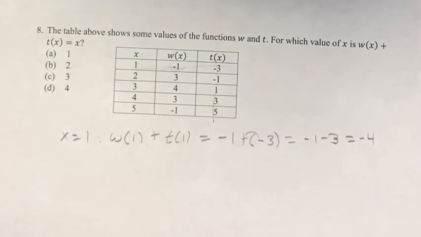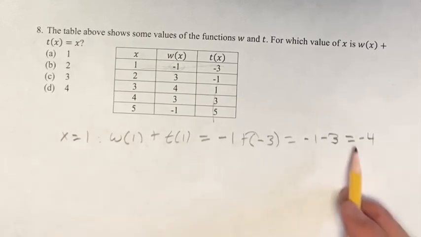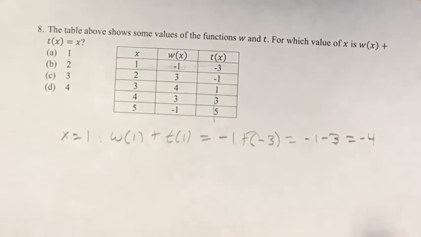And from that, we know that this is not equal to x, because in this situation, x is equal to 1. So we were looking for these to add up to 1, but they didn't. They added up to -4.